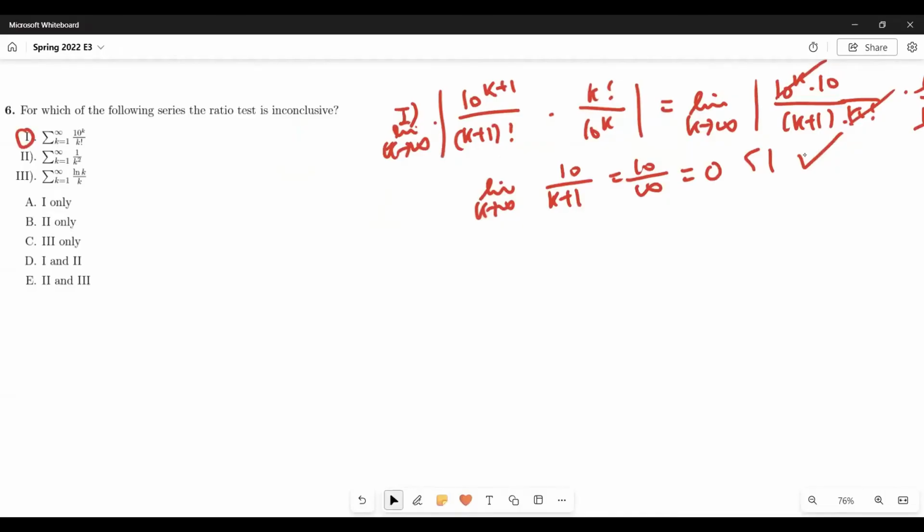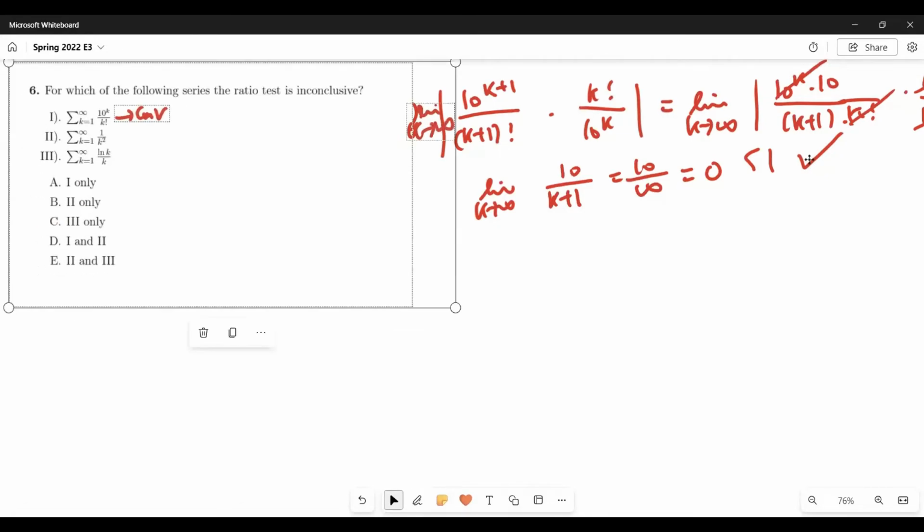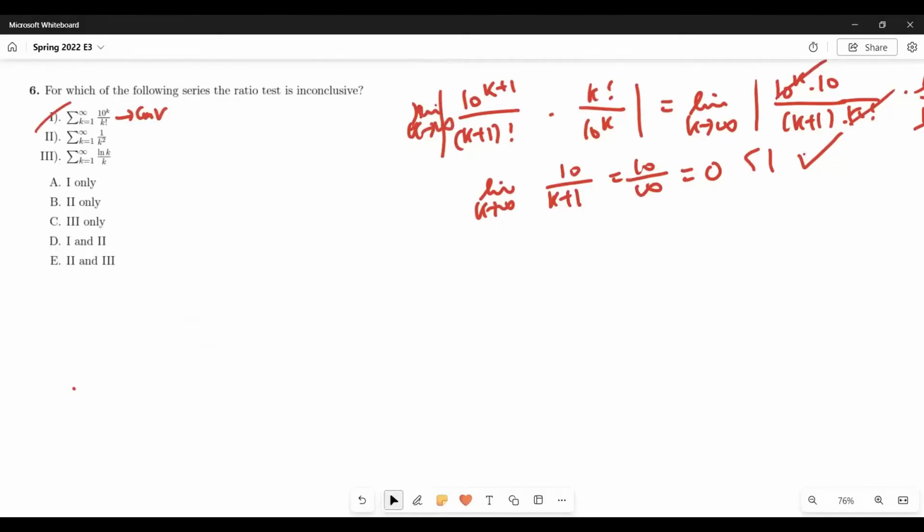So 1 is right, so that means A, D is going to be our answer choices, and B, C, E are not the right ones. Okay. Oh wait, it's asking for the inconclusive, sorry. So it's not going to be that, so it's converging. So our 1 is converging, so it's not inconclusive. So 1 shouldn't be included because it's asking for inconclusive. I read the question wrong, I guess.